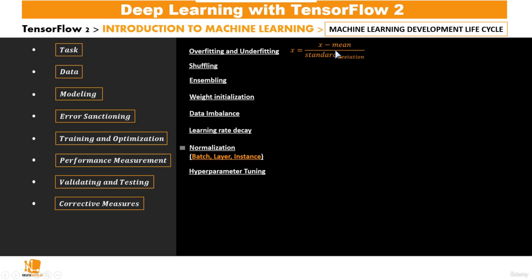Now, the way we calculate the mean and the standard deviation actually depends on the normalization technique we're using. Many normalization techniques exist. We're going to treat three, which are batch normalization, layer normalization, and instance normalization.